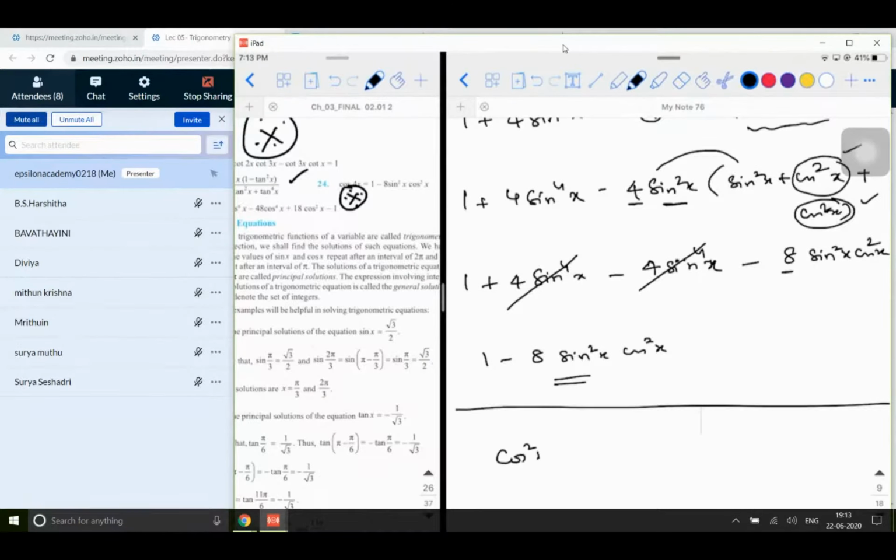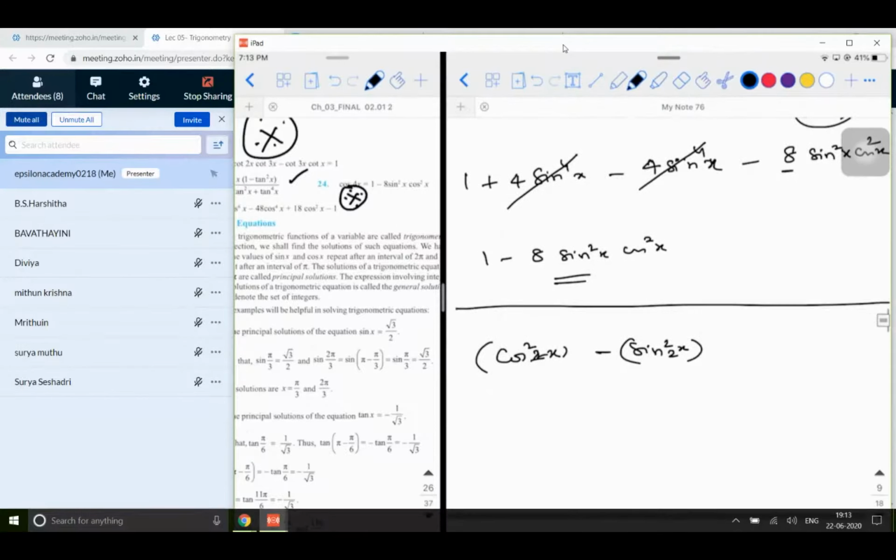I told you to remember one step: cos square 2x minus sin square 2x. Now, how can I write it? What are the three formulas that you know for cos 2x? Cos 2x can be written in three ways. So, cos square 2x is there. How can I write cos 2x? I can write it as 2 cos square x minus 1, the whole square. Minus sin square 2x, which is 2 sin x cos x the whole square. So this is an alternate way.